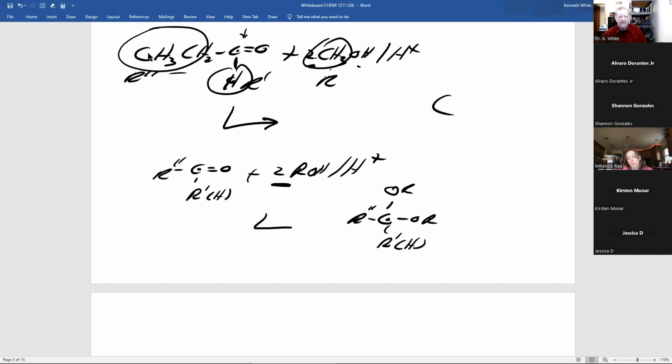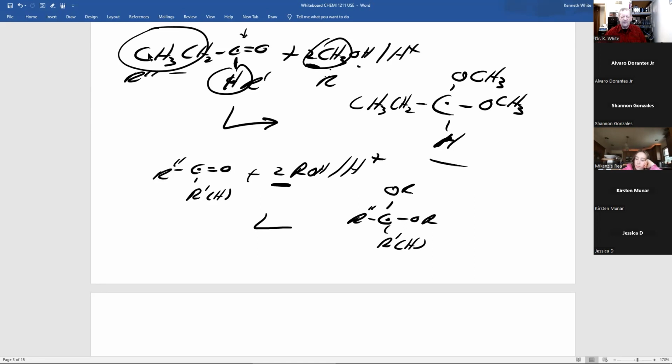Write this carbon first, because that's where all the action is. What's attached to it, hydrogen and ethyl. And then, because you have not one, but two alcohols, oxygen, oxygen, what's our R? Methyl. And that's the product you get.